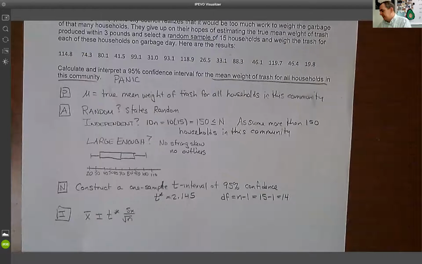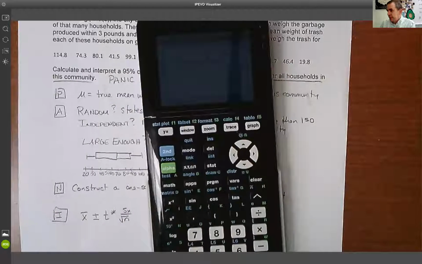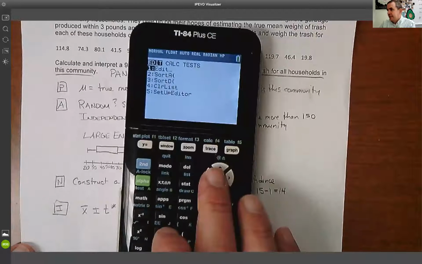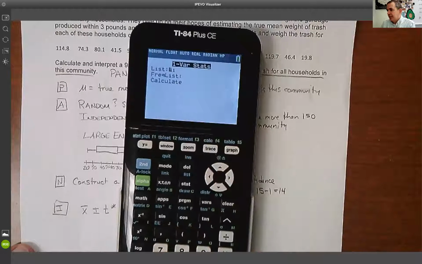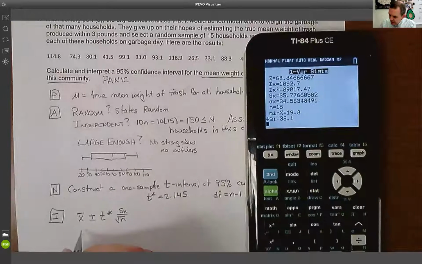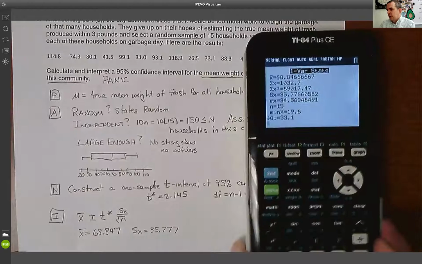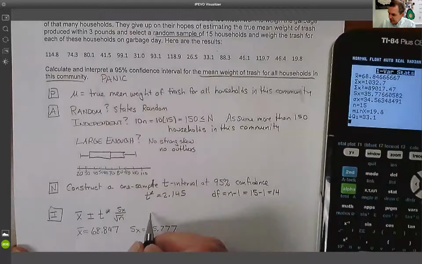Now I need to figure out my data points. The way I'm going to do that is I just put the data in the calculator. I'm doing stat, calc, 1-Var Stats. I want to run it on L1 and it's going to tell me my data. So my x bar is equal to 68.847, and my Sx is equal to 35.777.